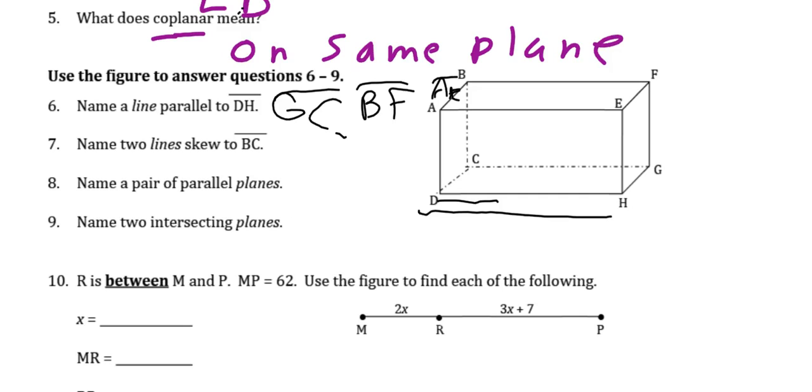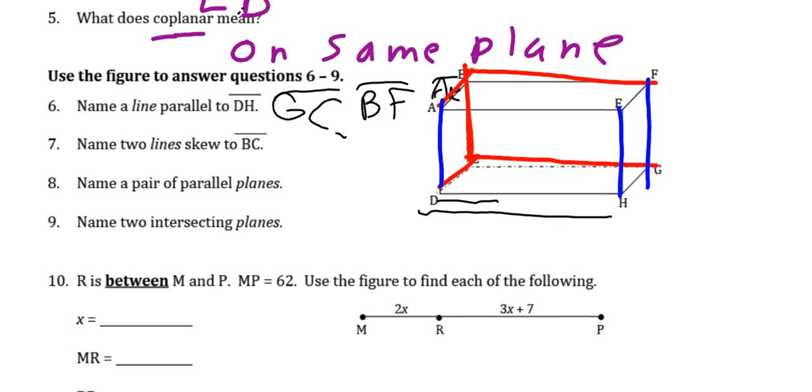Okay, skew to BC. So I showed you how to do this in class. Find BC. Now, mark anything that touches it. CG, BF, BA, CD. Okay? And then anything parallel to it. So what's parallel to this line? This line, and that line.